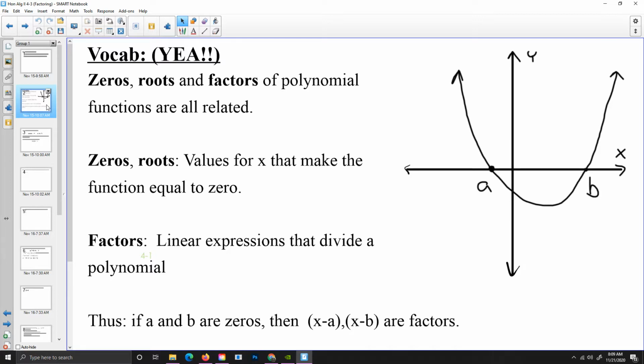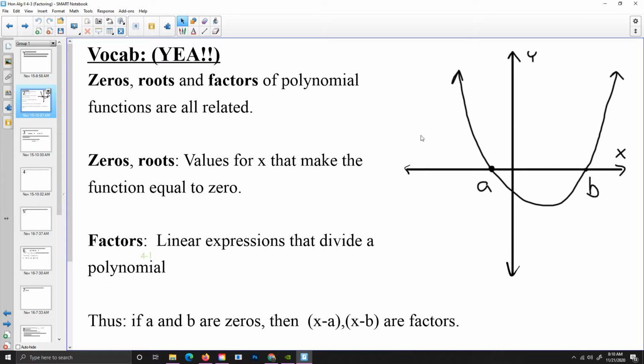Zeros, roots, and factors of a polynomial are all related. Zeros and roots are values of x that make the function equal to 0, and factors are linear expressions that divide a polynomial. And so we can make a conclusion: if a and b are zeros, then x minus a and x minus b are going to be factors.